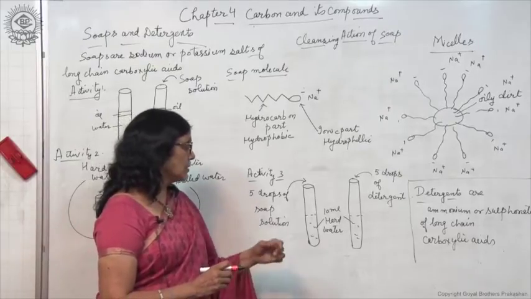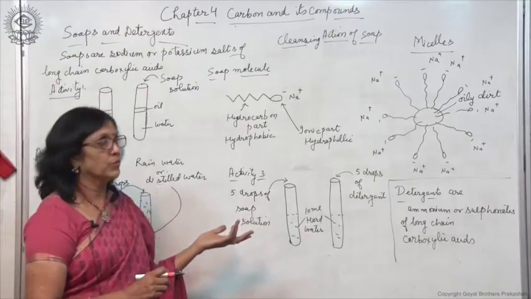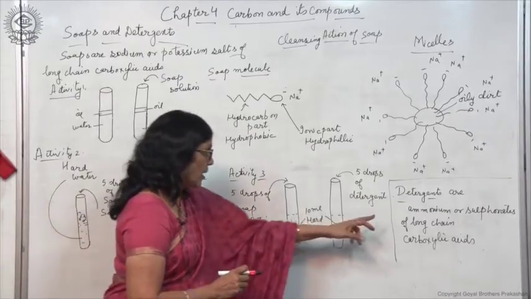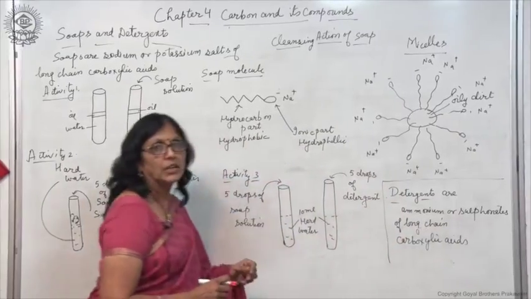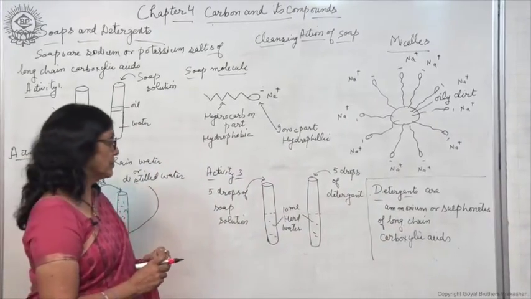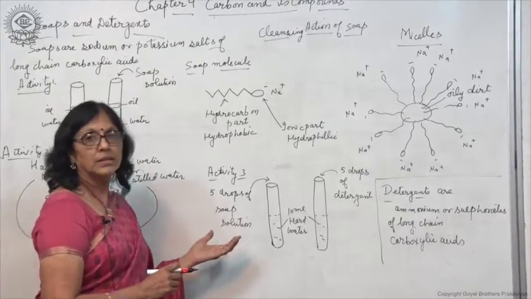Detergents are also a type of soap. These are synthetic soaps, and detergents are ammonium or sulfonates of long chain carboxylic acids. Now how are detergents better than soaps?